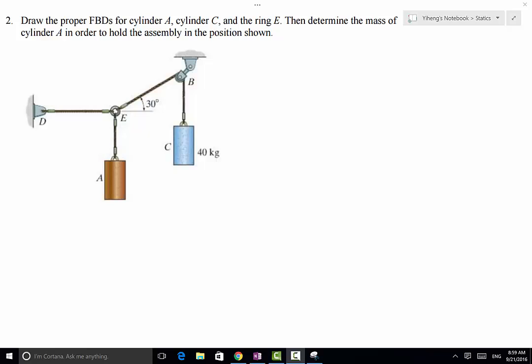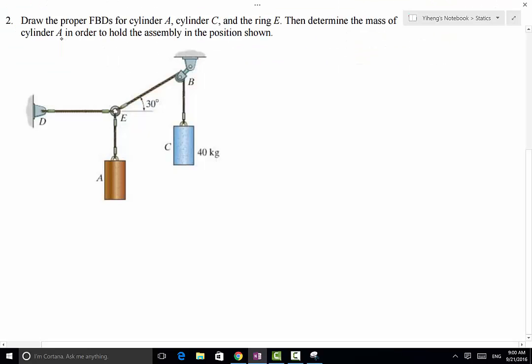In this problem, we have two cylinders, A and C. The mass of cylinder C is given, 40 kilogram. The two cylinders are connected through cables and pulley. So we have several cables connected by the ring at point E, and we also have a frictionless pulley at point B. And we need to determine the mass of cylinder A in order to keep this assembly in equilibrium in this given position.